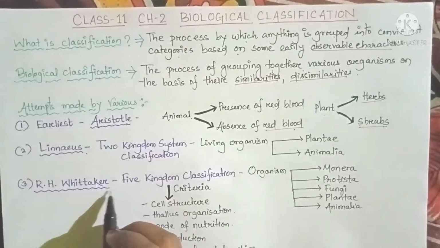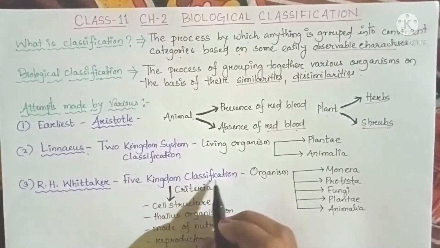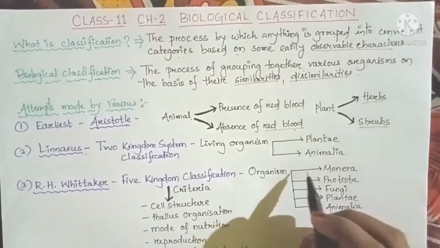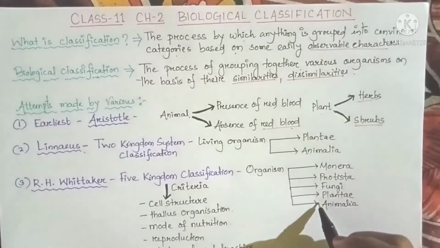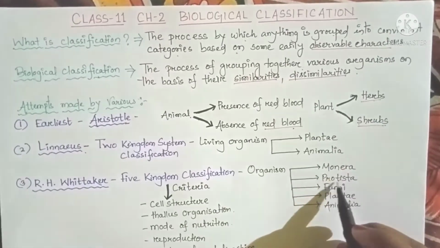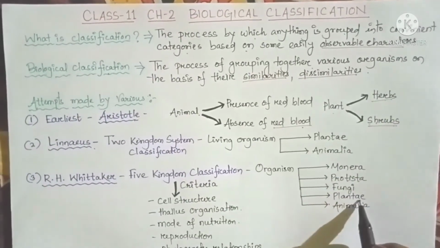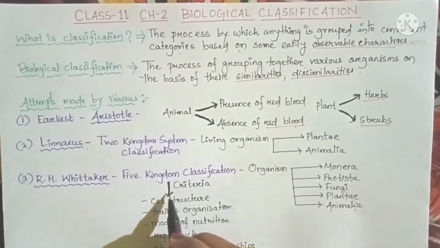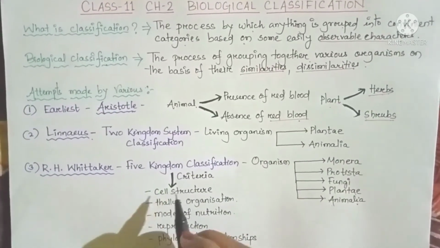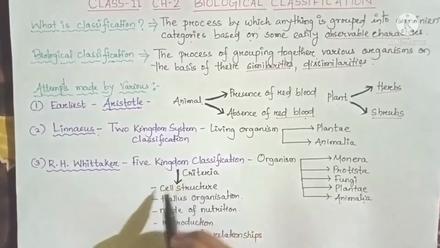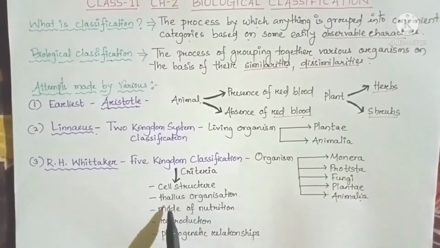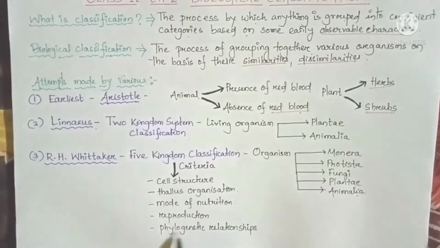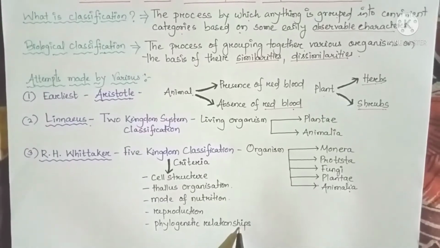R.H. Whittaker proposed the five kingdom system of classification. He classified organisms into five kingdoms: Monera, Protista, Fungi, Plantae and Animalia. He used various criteria for his five kingdom system of classification. They are cell structure, thallus organization, mode of nutrition, reproduction, and phylogenetic relationships.